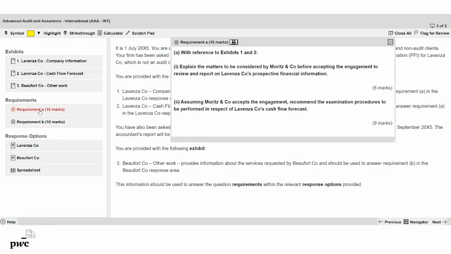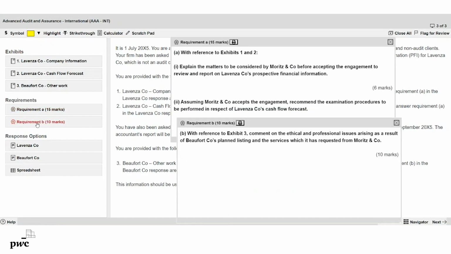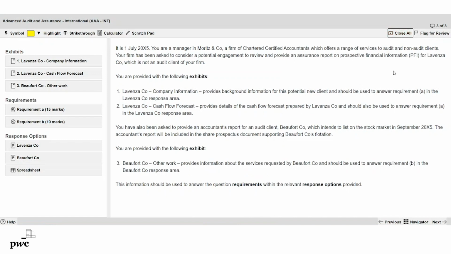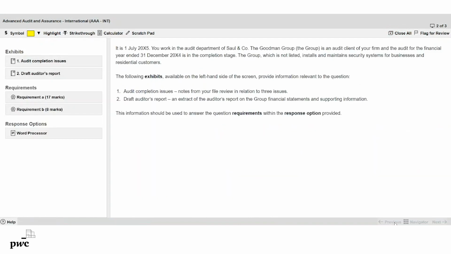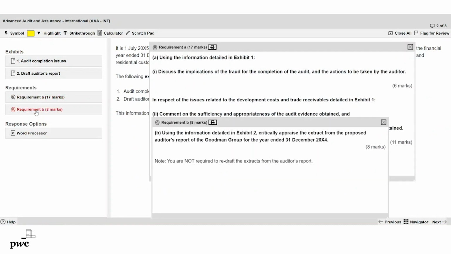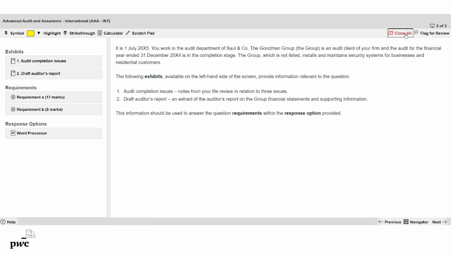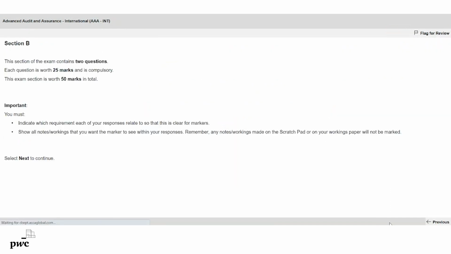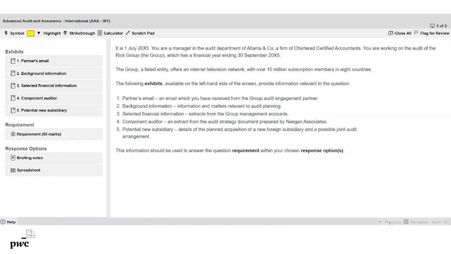So first of all, let's have a look at the requirements. In question 3, you just click on the requirements and pop-up windows appear, and you may read the requirements. Once you have read them, hit close all and move to question number 2. Do the same here. Once you have read it, close it, and then move back to question number 1.